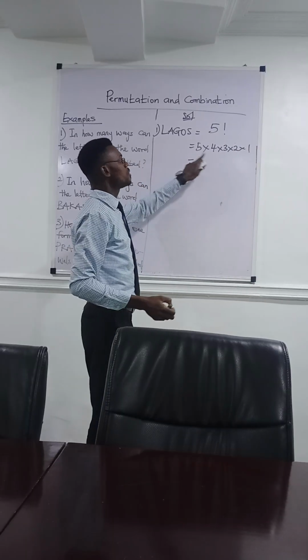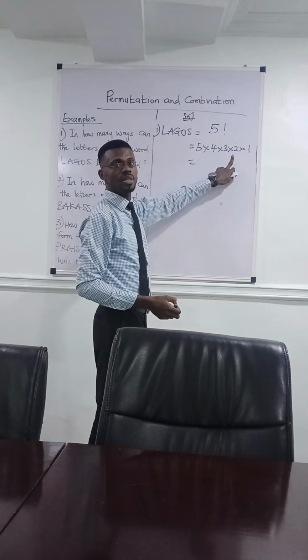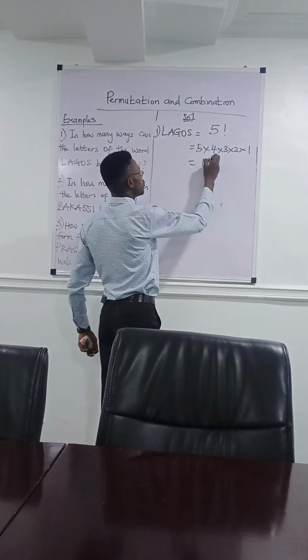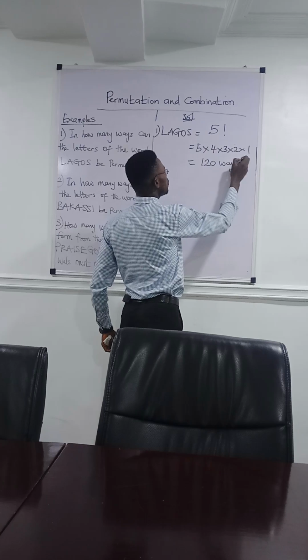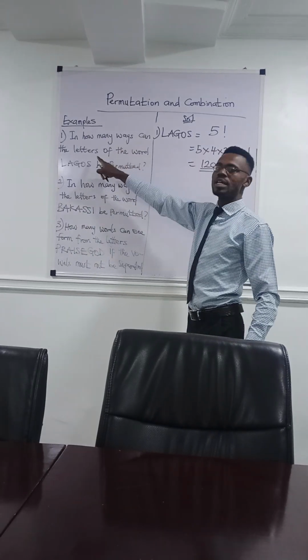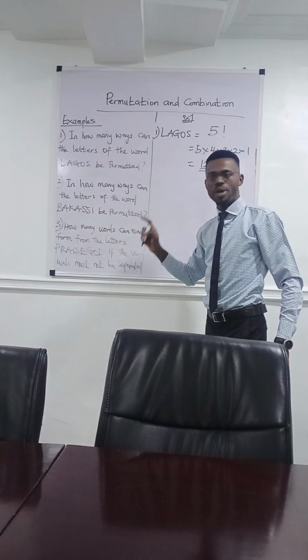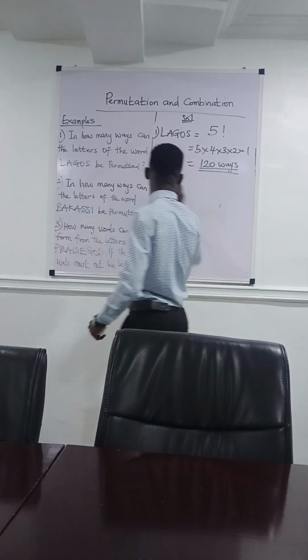Now 5 times 4 gives 20. 20 times 3 gives 60. 60 times 2 gives 120. 120 times 1 is 120. So my final answer is 120 ways. So the number of ways the letters of the word Lagos can be permuted equals 120 ways. Now let's look at example 2.